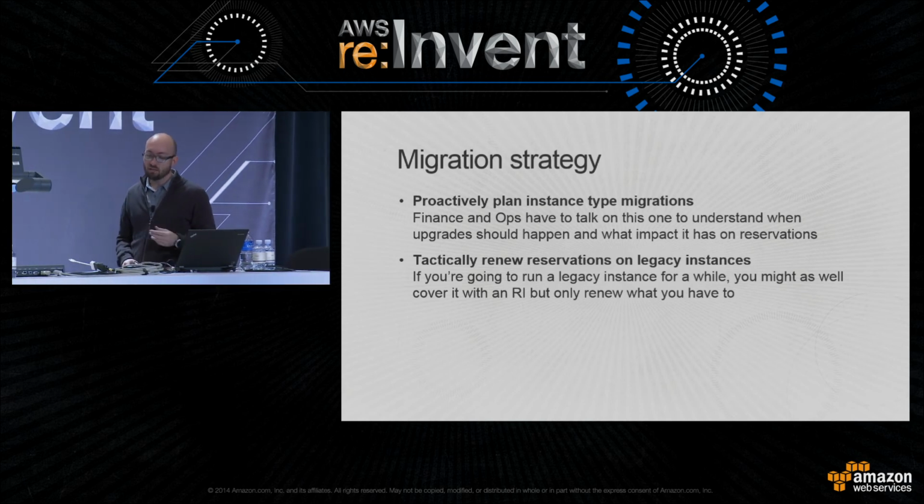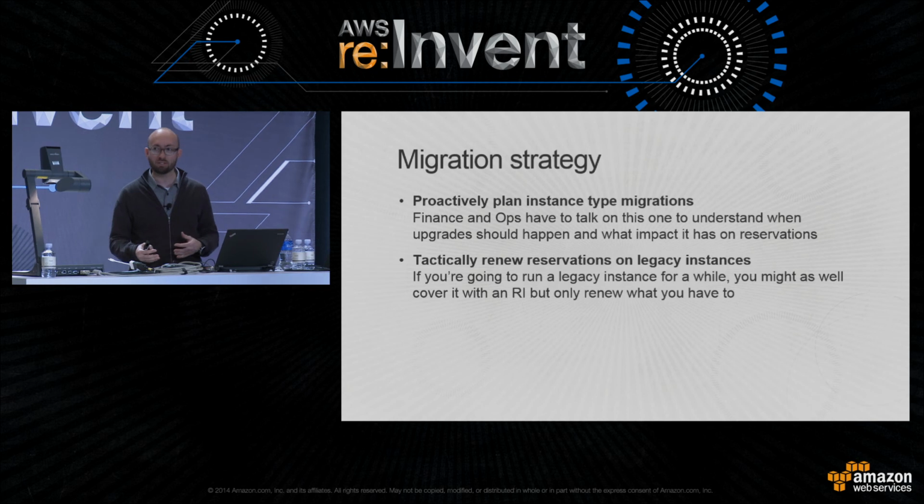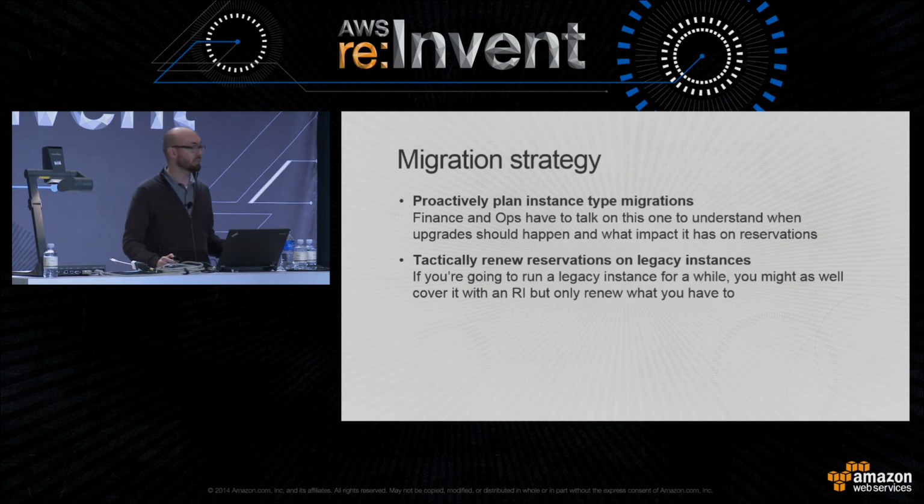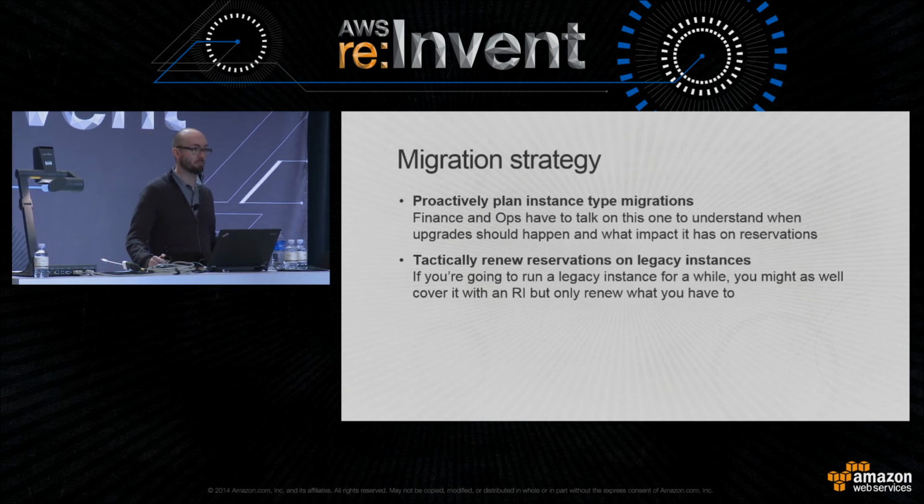The second thing is to tactically renew reservations on legacy instances. So we see a lot of hesitation from people to renew instances. In other words, if you have an M1 instance, people don't want to renew it because that's legacy. We're trying to get off of that as a company, so we're not going to buy RIs for it. The reality is, in most companies that we work with, even if the desire is to get off of M1s, you're still probably going to have a fairly large number of them for some period of time as you make that migration. So you might as well cover RIs with whatever you're confident is going to be around for a while.